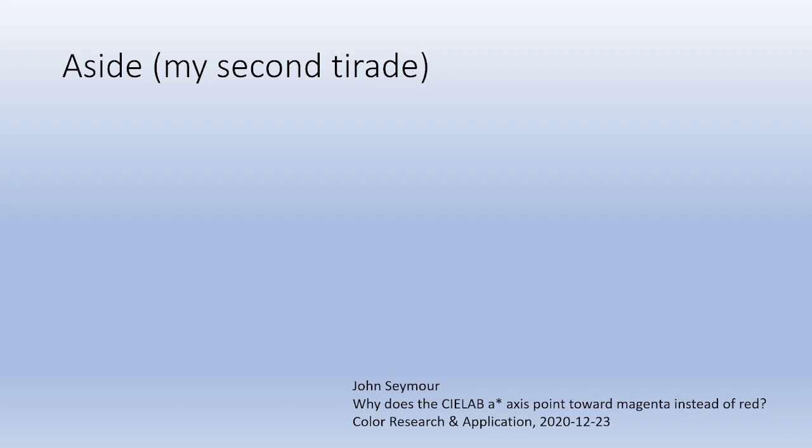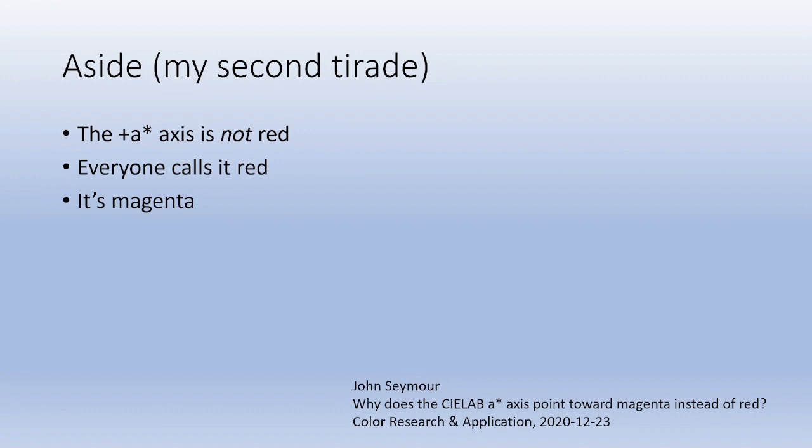So let's go through it. The A star axis, I called it in that last slide, I called it red versus green. And I gotta tell you something, that's not exactly true. You will find that if you Google CIELAB and read any explanation of it, you will find that it's called the red axis, but it's not red. Everybody calls it red, but it's actually the magenta axis.